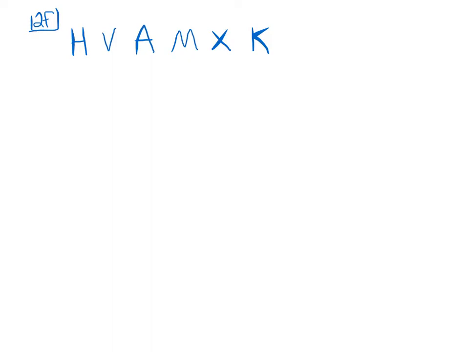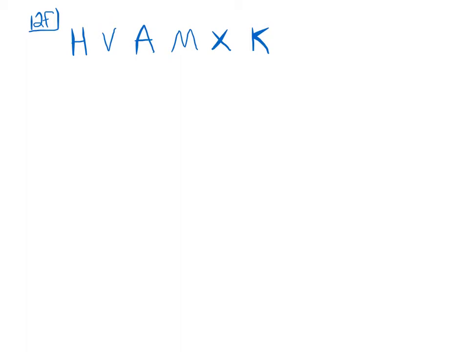So we're working on 12f now. This time my message was encoded using an affine cipher that multiplied by 5, then added 3. So I have to undo what I did. So to undo multiplication by 5 followed by adding 3, I should start by subtracting 3.